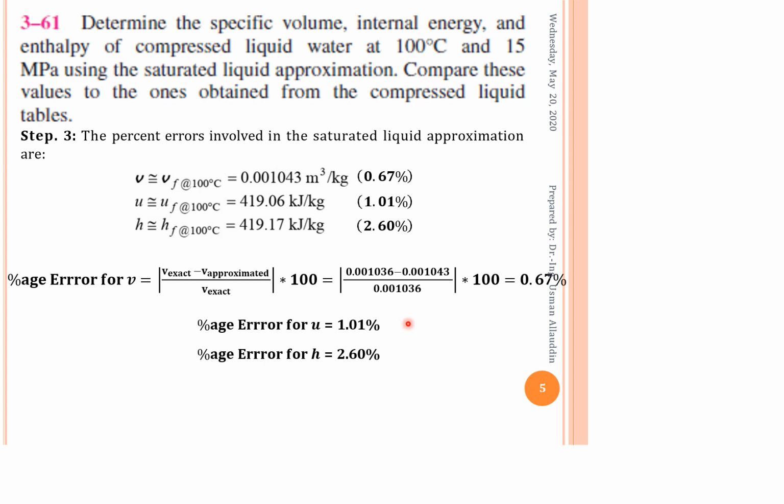So these are very small errors, so it actually satisfies our condition that we can use table A4 instead of table A7, because the percentage error is actually very small.